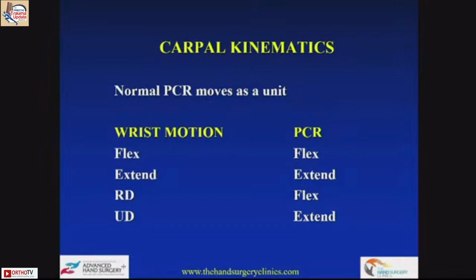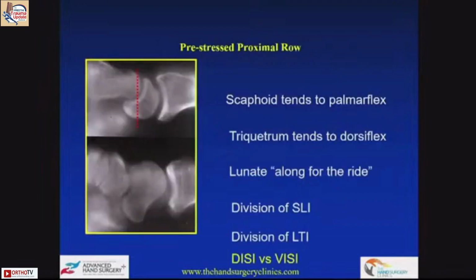Now, the proximal carpal row is often referred to as the intercalated segment because there are no direct tendinous insertions onto it, and the movements of the proximal carpal row are forced upon it by the articular surfaces of the distal radius as well as the distal carpal row.